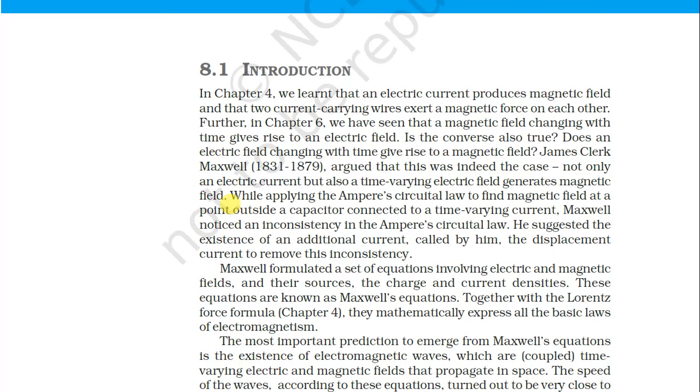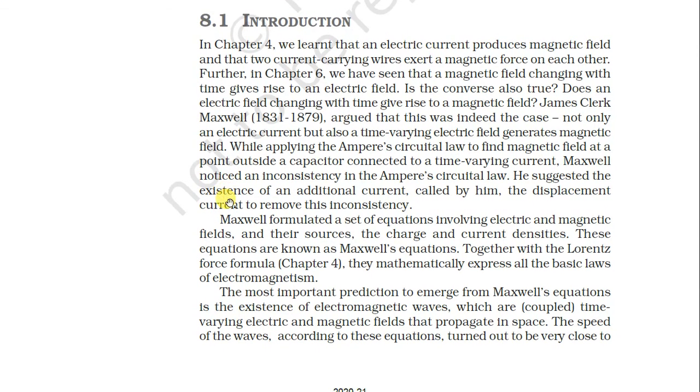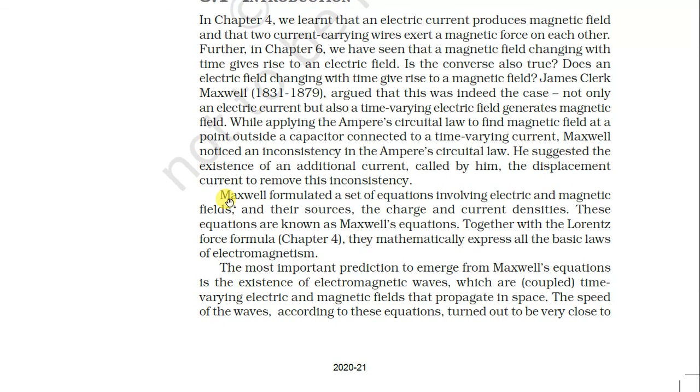While applying Ampere's circuital law to find the magnetic field at a point outside a capacitor connected to a time varying current, Maxwell noticed an inconsistency in Ampere's circuital law. It suggests the existence of an additional current, called by him the displacement current, to remove this inconsistency. So first of all, what is Ampere's circuital law?